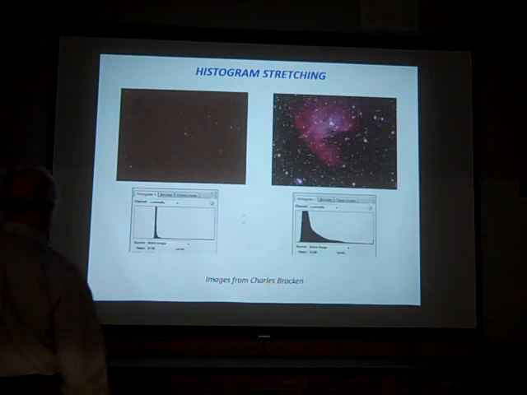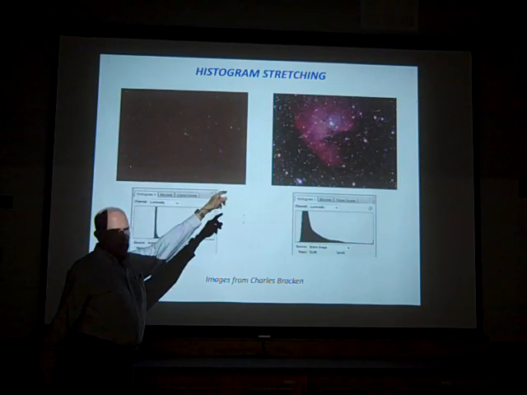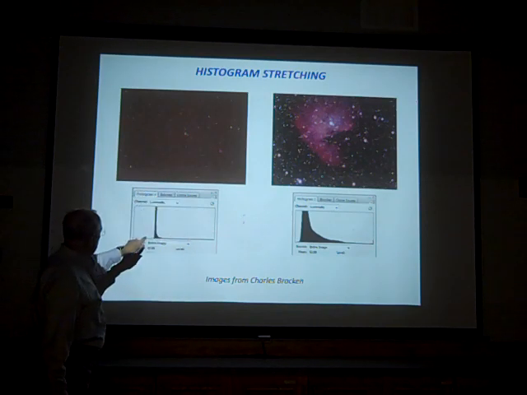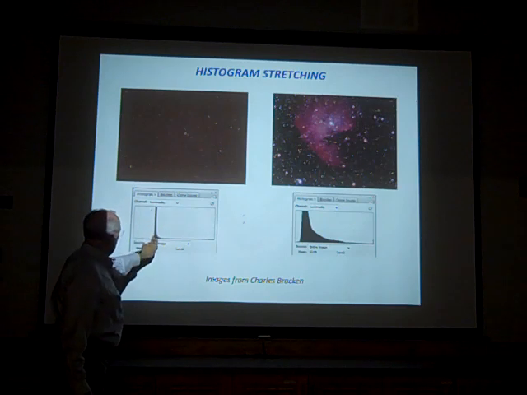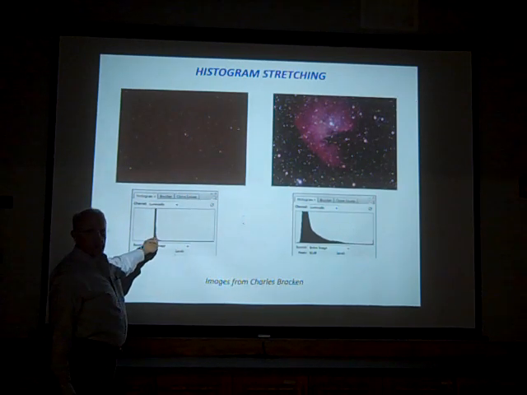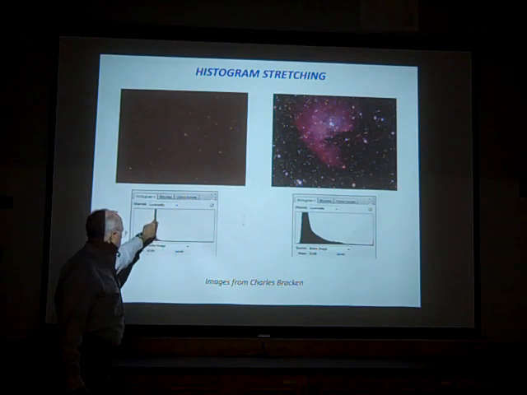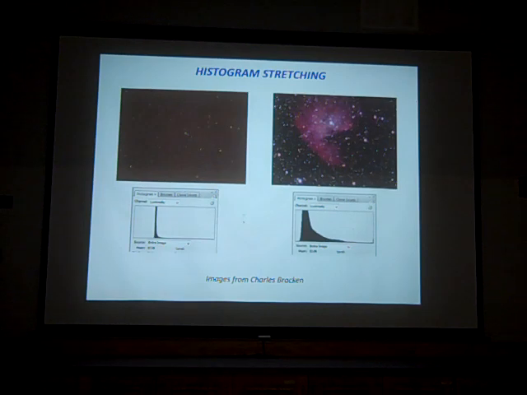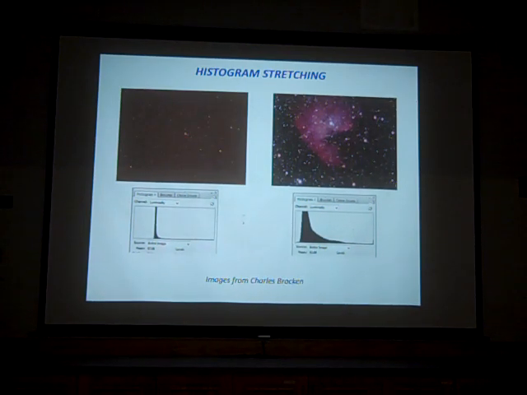So we can see from this, we can't see a darn thing. Incidentally, this is NGC 281 up in Cassiopeia. All of the light from that nebula is captured in this spike. Now, if we could take that spike and stretch it out across a wider range of brightness, we can reveal the information captured in that spike. And that's what we mean by stretching.